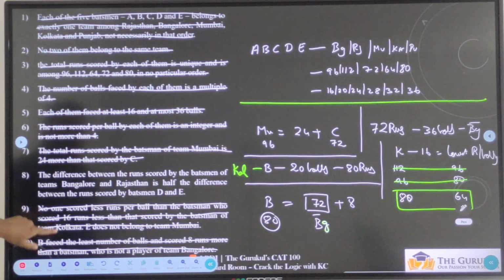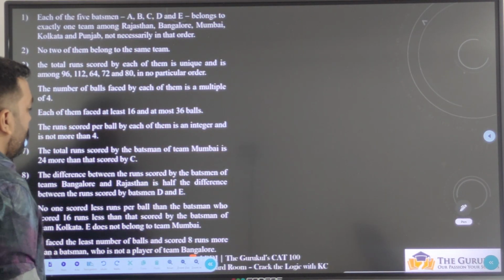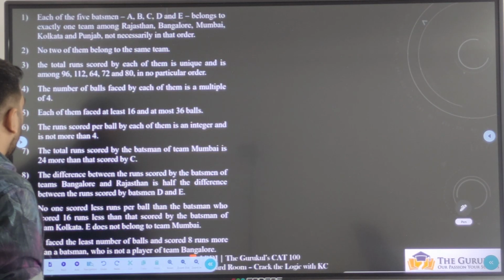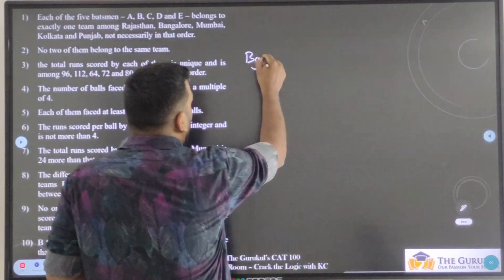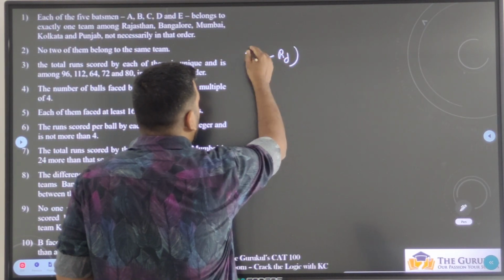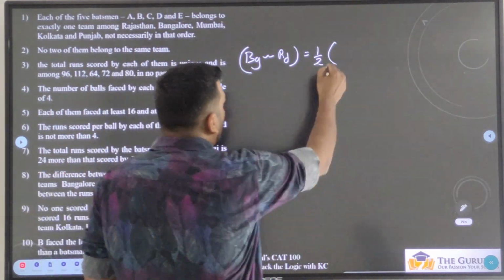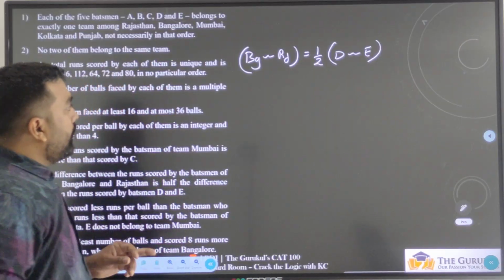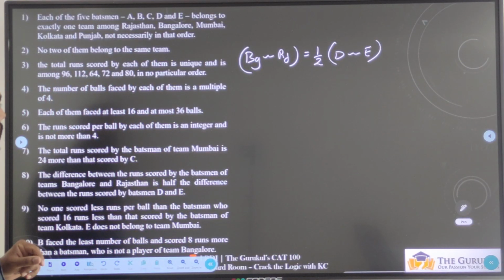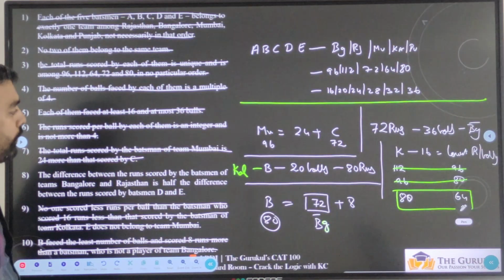Perfect. Only statement left out, that is the 8th one. Let's write it over here. The difference between the runs scored by batsman of teams Bangalore and Rajasthan. So Bangalore minus Rajasthan is equal to half of the runs scored by D and E. Now what can be the scores of Bangalore and Rajasthan? Can we conclude anything? What can be the scores of Rajasthan and Bangalore?